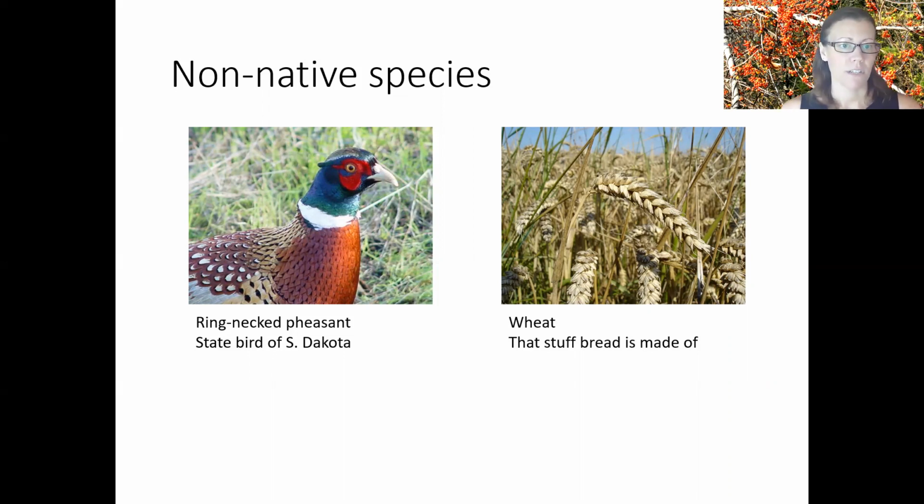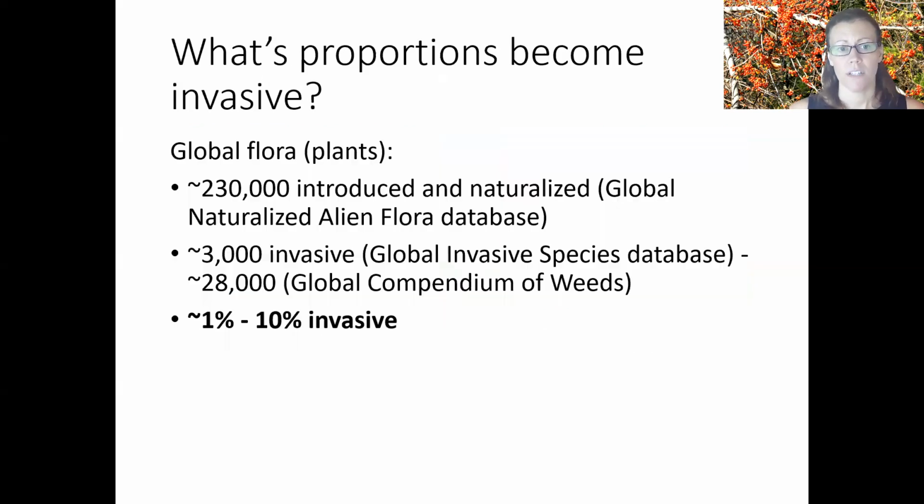So the question in invasion ecology then is, well, if we have this tendency to lump together non-native and invasive, does that actually make sense? What proportion of non-native species actually go on to become invasive? So the answer to that depends on what kind of taxa you look at. So taxa means just groups of species, like plants versus animals kind of thing.